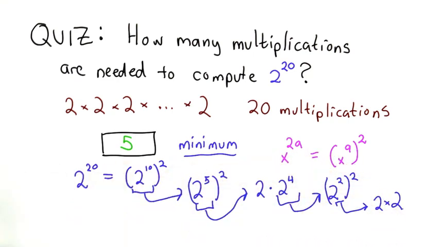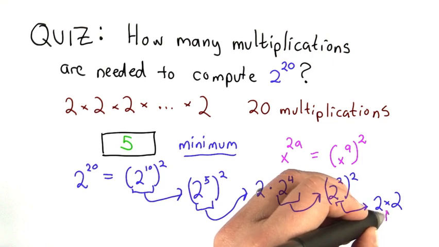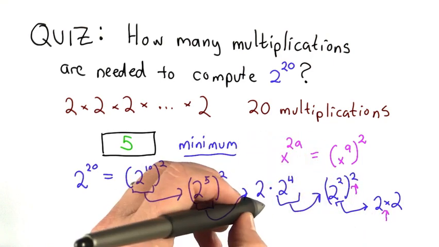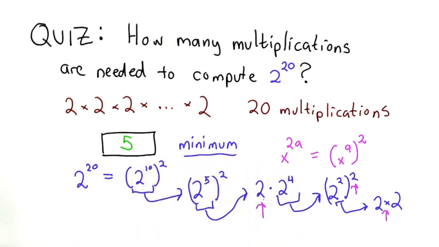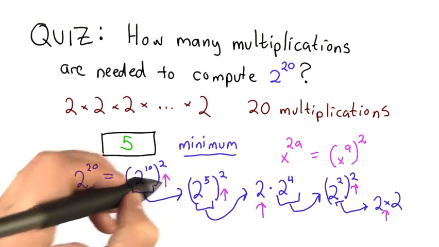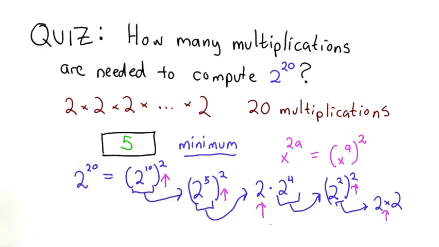So the number of multiplications we need: each square is one multiplication, and all of the other ones. There's 1 for the 2 times 2. There's 1 for the squaring of that. There's 1 for multiplying that result by 2. There's 1 for squaring that. And there's 1 for squaring that. So we have 5 total multiplications in order to compute 2 to the 20.